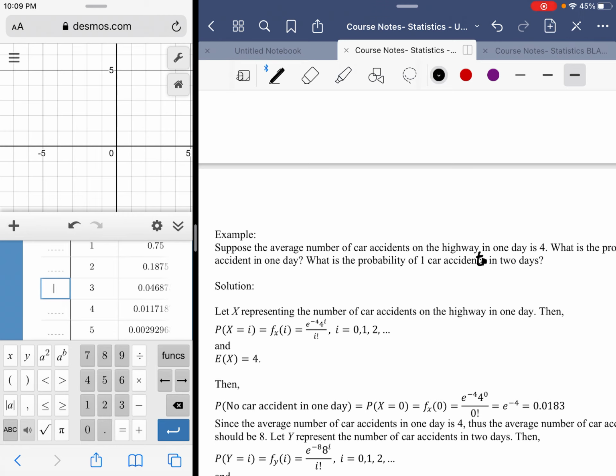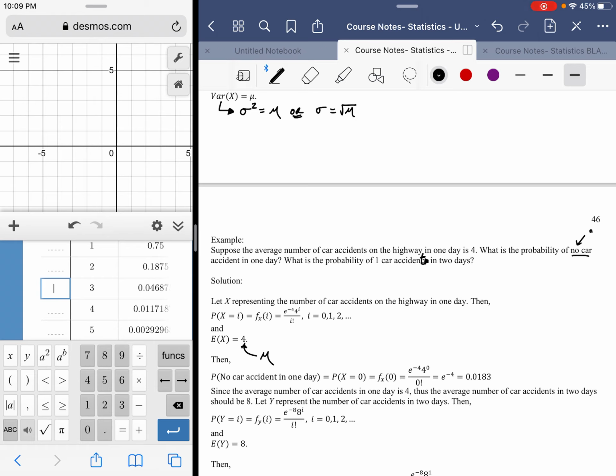Alright, so you look at the setup here. We have e to the negative 4. That's because the expected value, mu, is equal to 4. The I we leave variable so that we can evaluate it depending on what the question's asking us. When it says no car accident in one day, that would be the case where x is equal to 0.